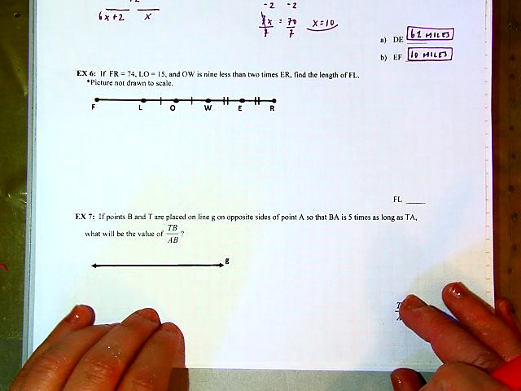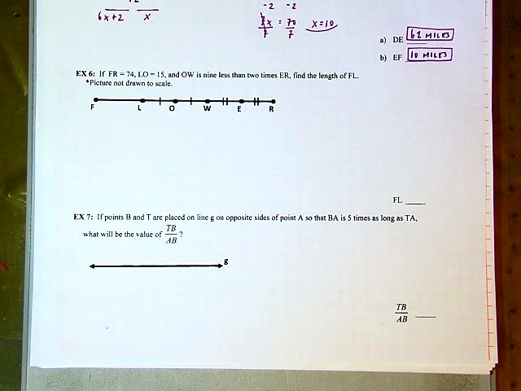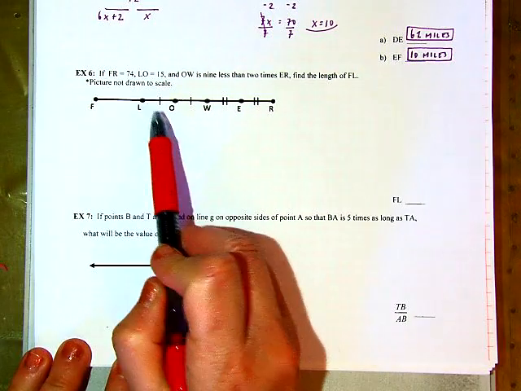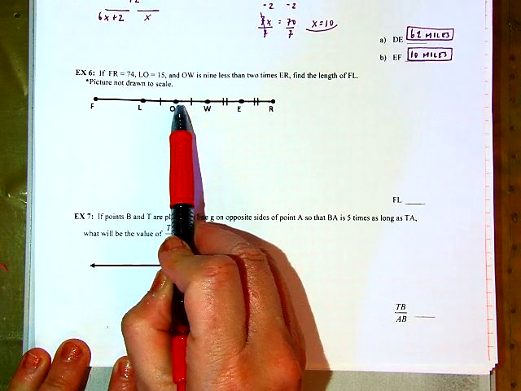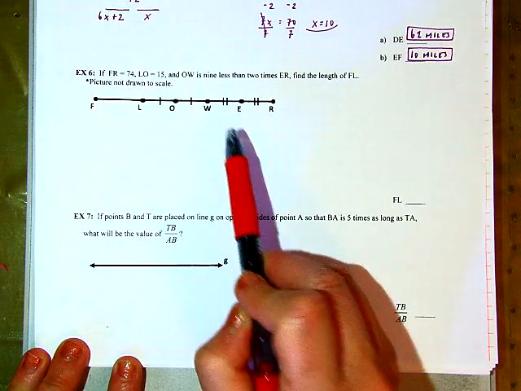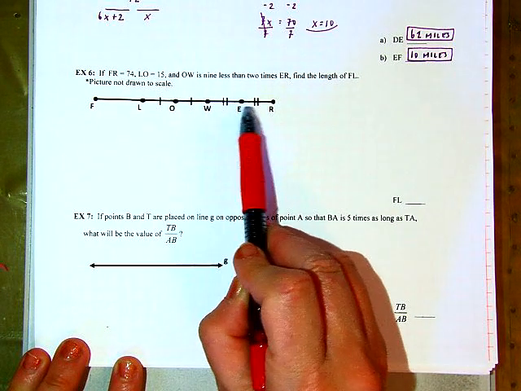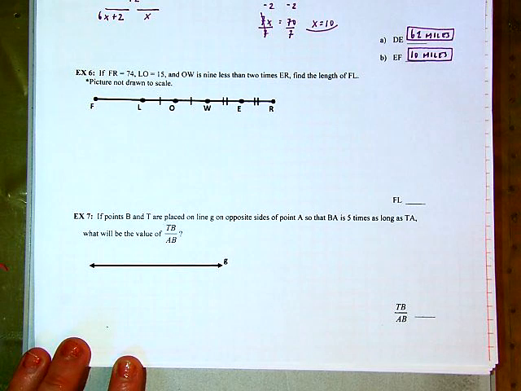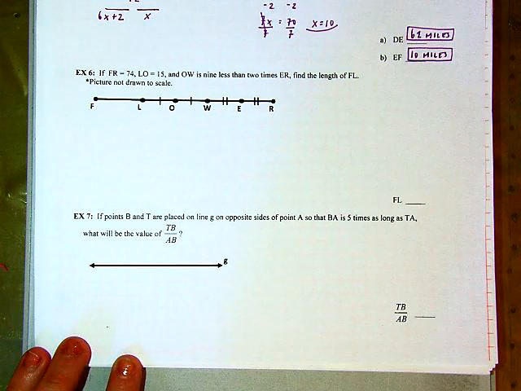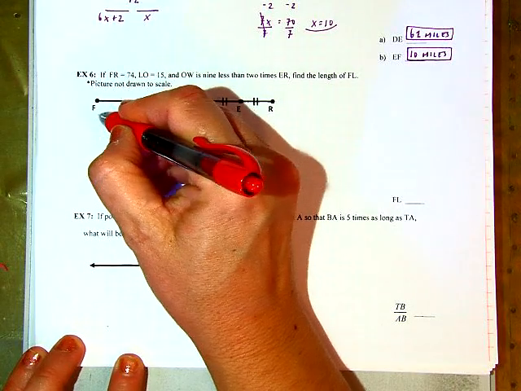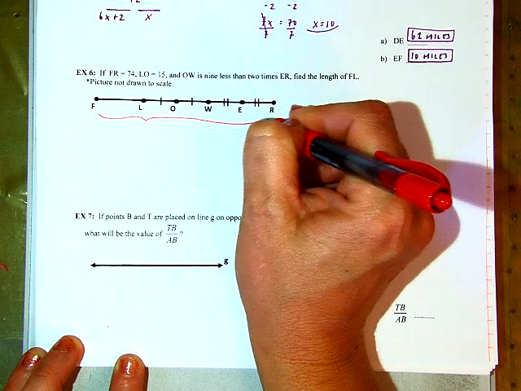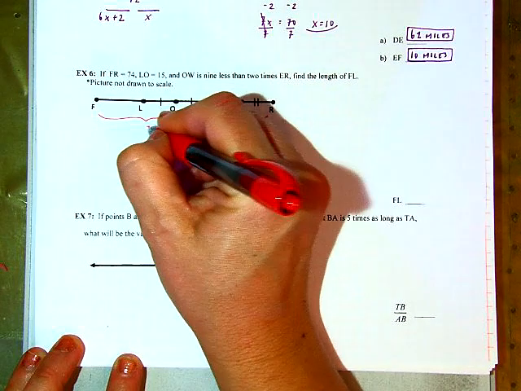So example 6. Here we're given a diagram. We know what tick marks mean. Tick marks mean congruent. So that means that this segment is congruent to this one. And then these double tick marks, these two segments here, they're congruent too. So let me label what I'm told. Again, not to scale. So FR, this whole span, is 74.